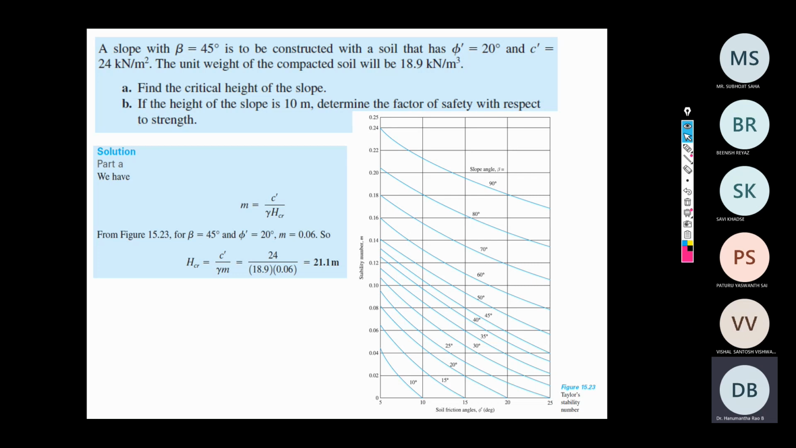So far what we have discussed is valid only for cohesive soils. Now let us enter into c-phi soils, how to determine the different parameters, or how to use the Taylor stability chart for c-phi soils.